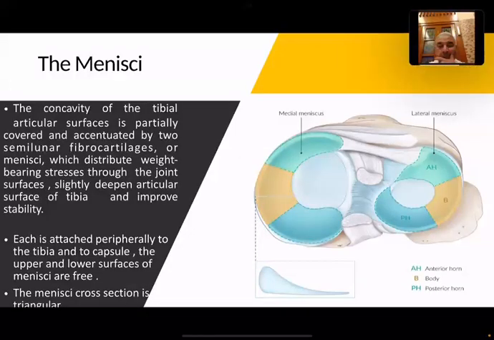The menisci. The concavity of the tibial articular surface is partially covered and extended by the two semilunar fibrocartilages, or menisci, which distribute the weight-bearing stress through the joint surface, slightly deepen the articular surface of the tibia, and improve stability. Each is attached peripherally to the tibia and to the capsule, and the upper and lower surfaces of the menisci are free. The menisci in cross-section are triangular.